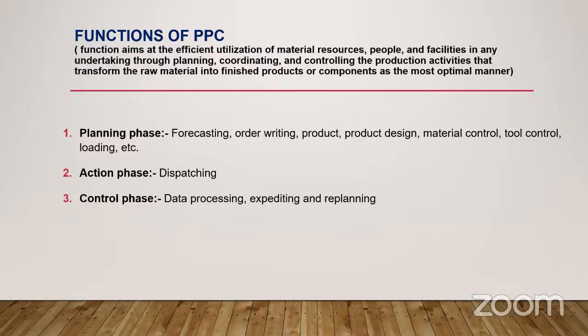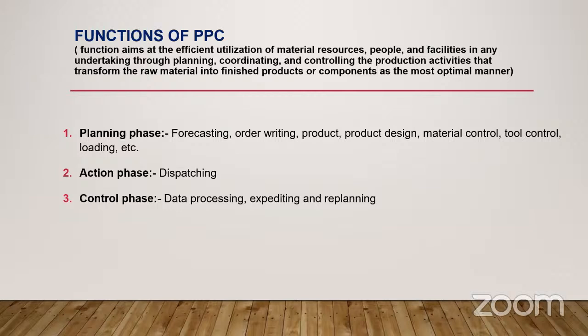So the functions of planning and control take place this way: planning phase, action phase, control phase. In the planning phase, we have forecasting, then order writing, then the product design, material control, the total control, and the loading, monitoring, etcetera. Those parts are the planning phase.